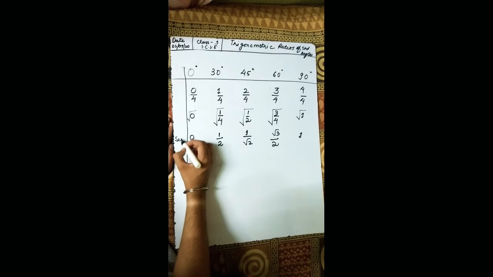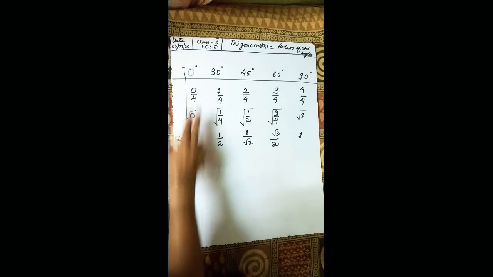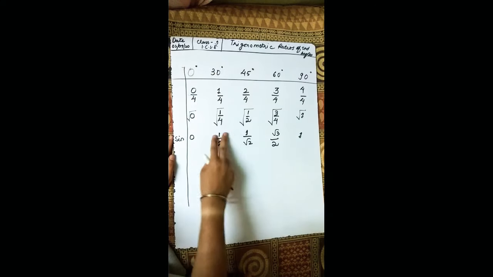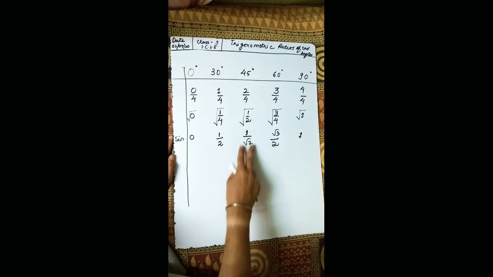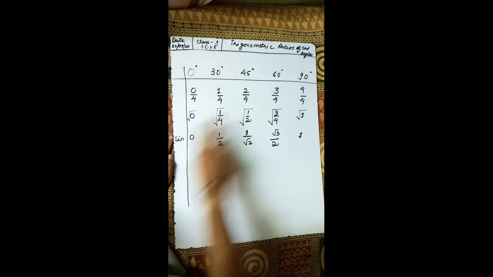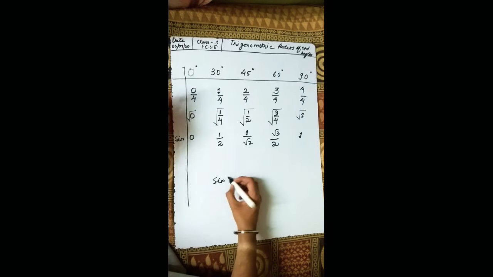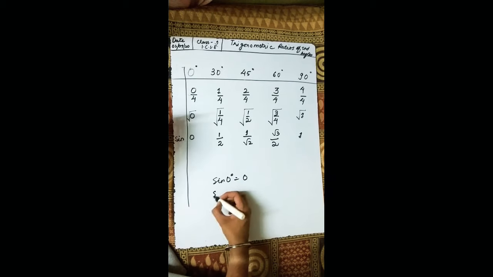So this is only the value of sine. What do I mean by this? Sine 0 degree is 0. Sine 30 degree is 1 upon 2. Sine 45 degree is 1 upon under root 2. Sine 60 degree value is root 3 upon 2. And sine 90 degree value is 1. That is, sine 0 degree is equal to 0.